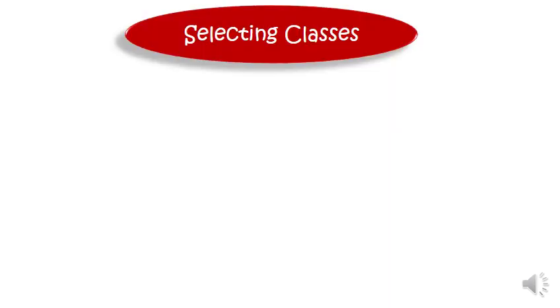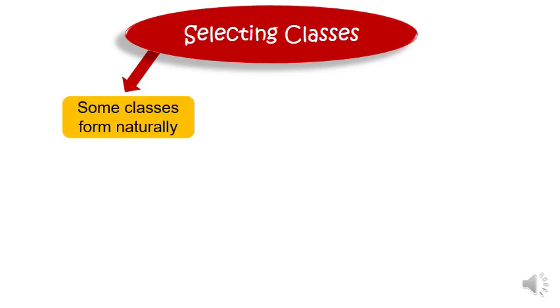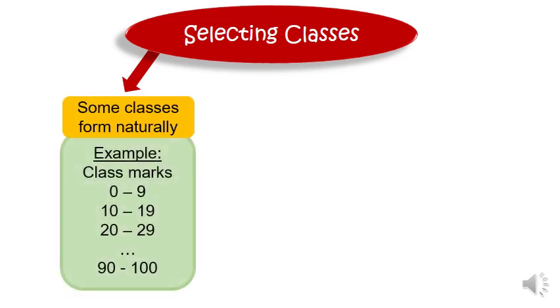So let's look at selecting classes. Some classes form naturally. So for example, class marks. All those who got marks of 0 to 9%, and all those that got in the teens, so 10 to 19, all that got in the 20s, so 20% up to 29%, then in the 30s, 40s, all the way up to those that get into the 90s.